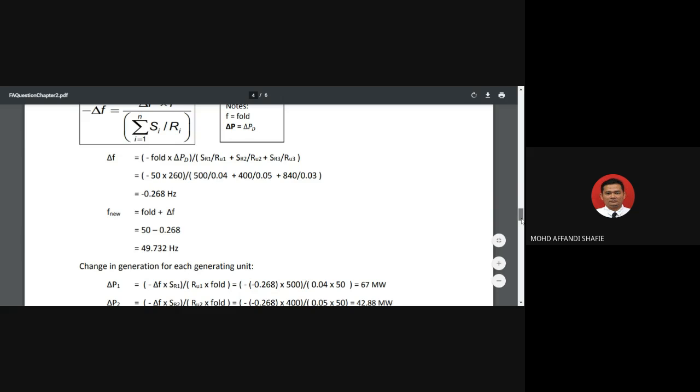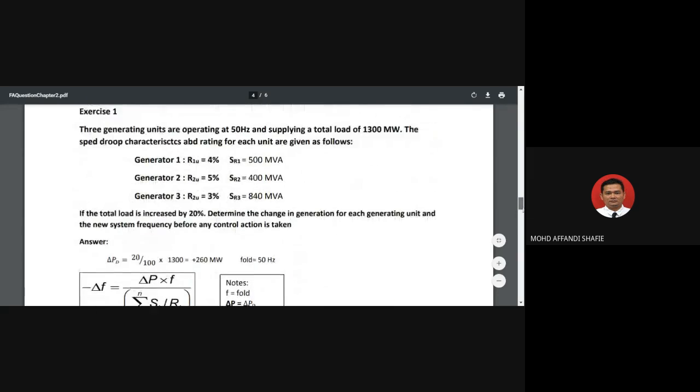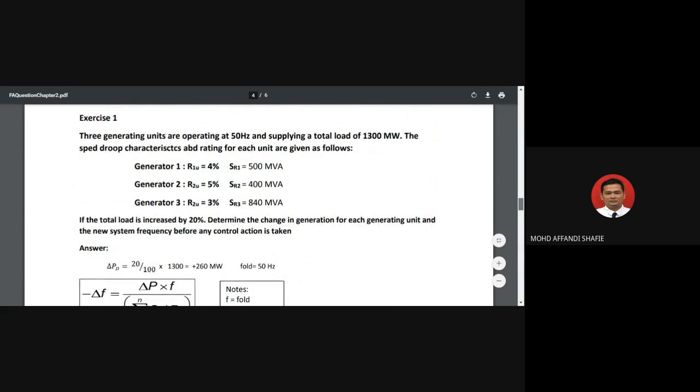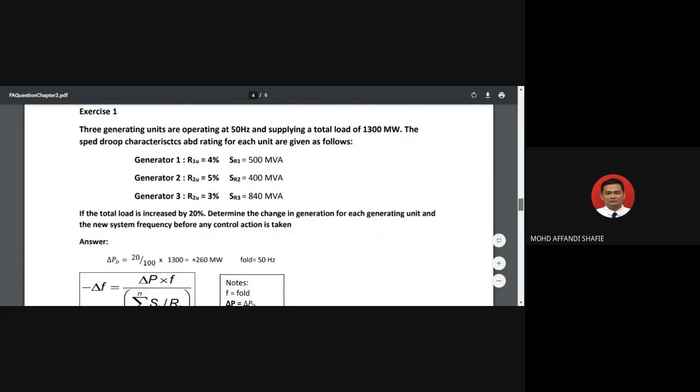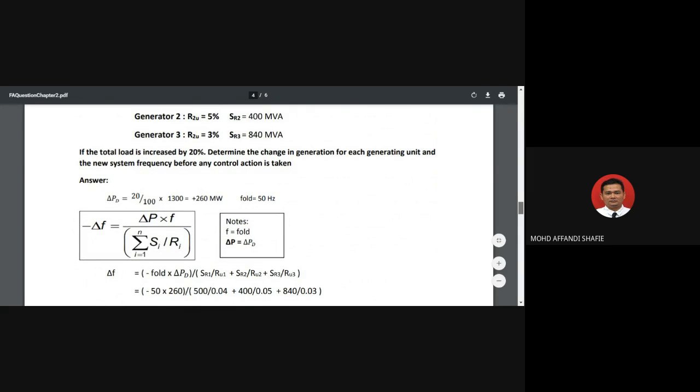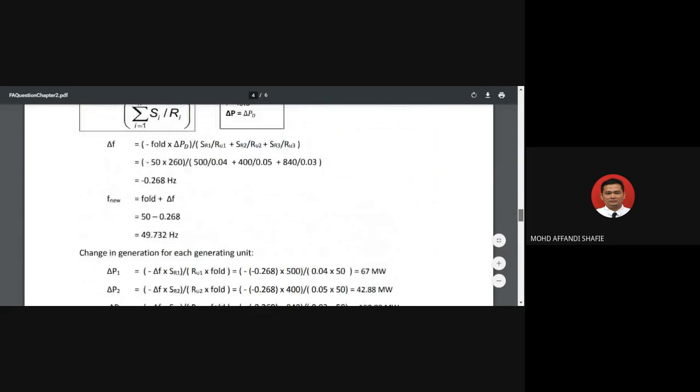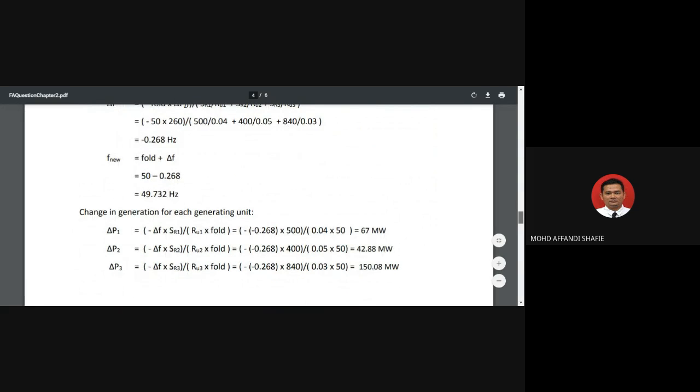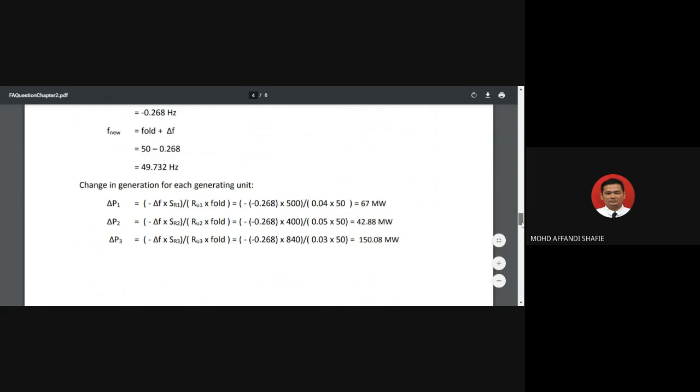You get 49.732. So when the load changes, when the load increases by 260 megawatt, the frequency drops from 50 Hz to 49.732 Hz. And then the increment for each generation unit that we see here: delta P1 is 67, delta P2 is 42.88, delta P3 is 150.08.